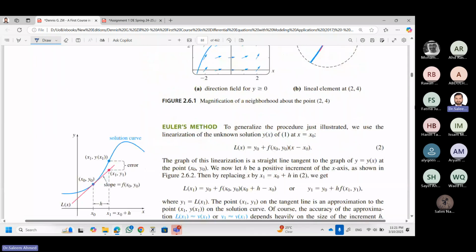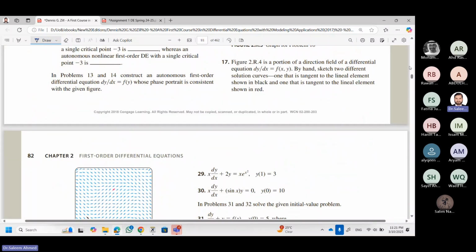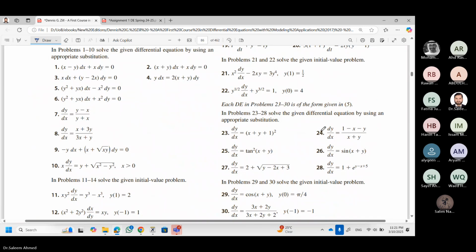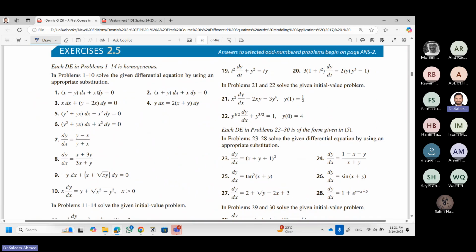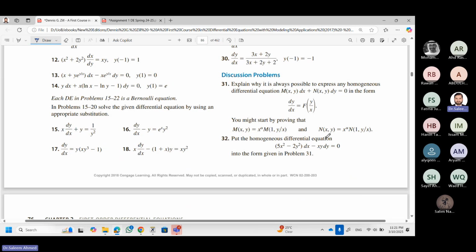So question number 5, I think I wrote from 2.5. So let me write that. Question number 5 is homogeneous. This is Bernoulli. This is Bernoulli's equation. Let's say 16.